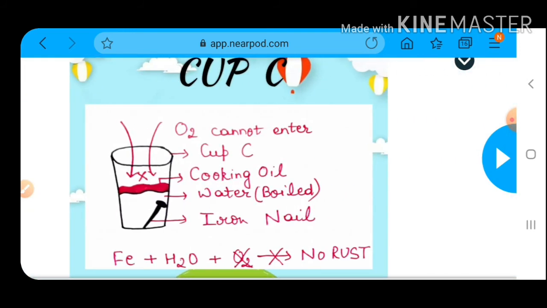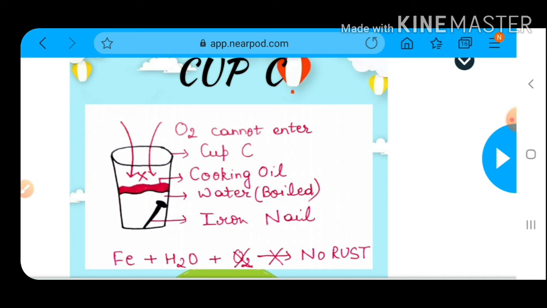So this is my cup C. In cup C, what was the condition? We took boiled tap water, and one more additional thing was there: we added a small amount of cooking oil. And we know, children, that the density of cooking oil is less, therefore it floats on water and forms a film-like structure above the water.